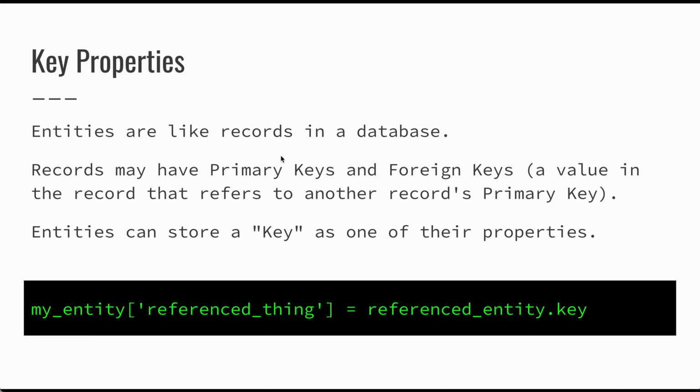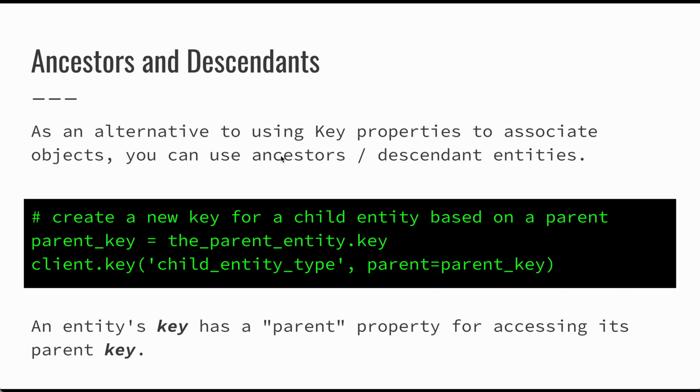One of those is a key property. So if you can store a key, then you can very easily retrieve and access any entities that are referenced by that particular key. And again, instead of using key properties to associate objects, you can use ancestor and descendant entities, so that when you create each one of these, the parent can be specified, and that will allow you to automatically associate these in a way that probably doesn't require you to manage your own key relationships.